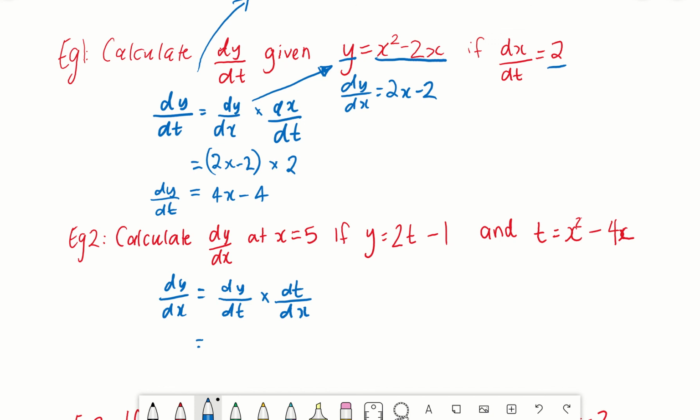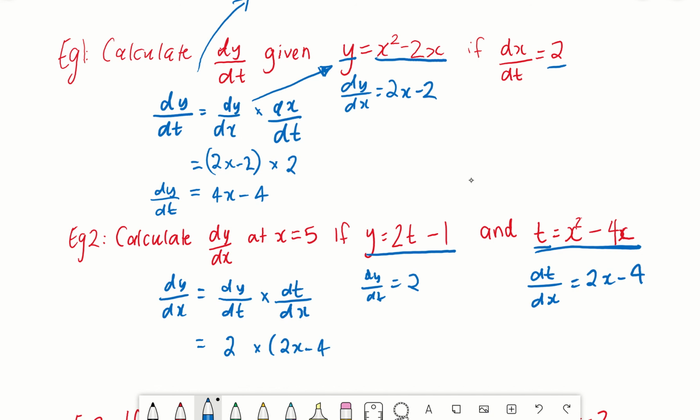So let's see what I have. Dy dt, well, that's the derivative of this function here, because that's y with respect to t. So dy on dt is going to equal 2. So I put that in there. Now the derivative of t with respect to x, well, yep, that's t and it's got x's in it. So now dt on dx is going to give me 2x minus 4. So then putting that in gives me an answer of 4x minus 8.